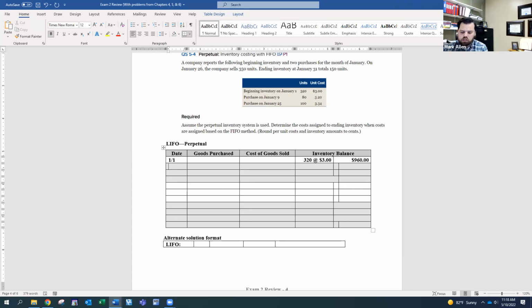So these first three rows are not going to change at all because all we're doing is purchasing stuff or taking what we already had. And of course, none of that changes between FIFO and LIFO. The big difference in the two only happens whenever you actually have a sale occur. And that's when we have a problem. That's when we have a difference.